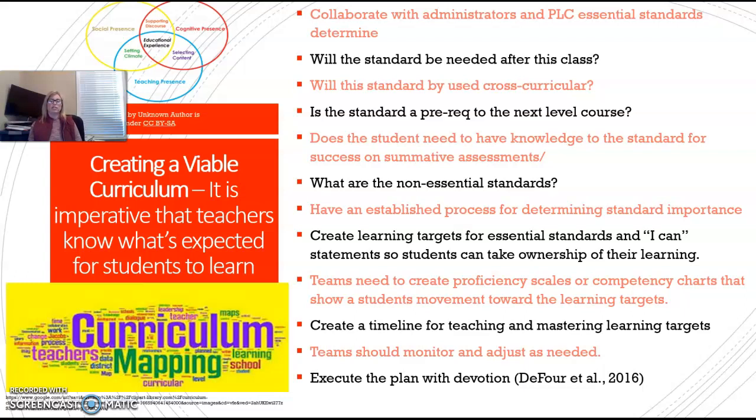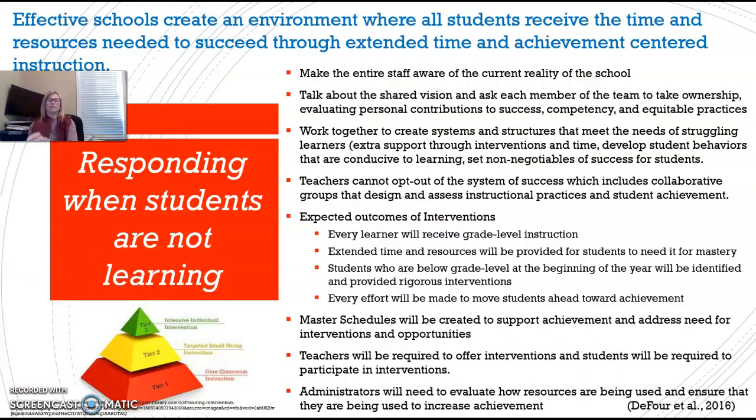They should create learning targets for essential standards and I can statements so that students can take ownership of their learning. Teams need to create proficiency scales or competency charts that show a student's movement toward the learning targets. They should create a timeline for teaching and mastery of those learning targets. Teams should monitor and adjust as needed and execute their plan with devotion. DeFore et al. 2016. Effective schools create an environment where all students receive the time and resources needed to succeed through extended time and achievement-centered instruction.